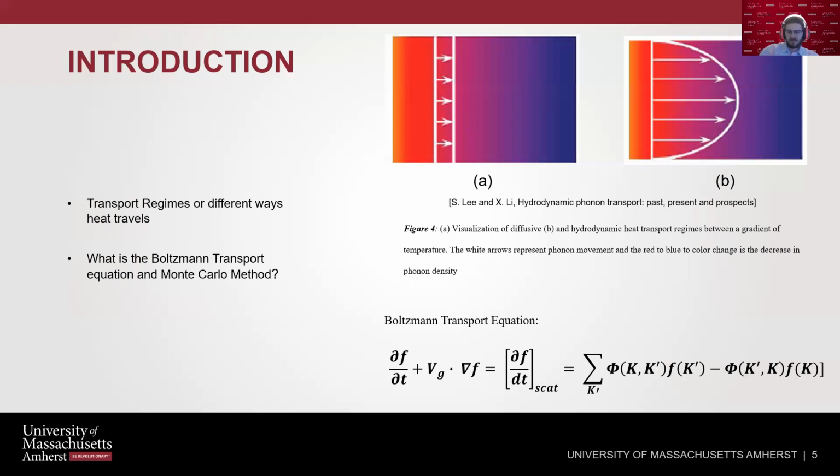Lastly, in our introduction, we asked the question, what are the Boltzmann transport equation and Monte Carlo method? The BTE is an equation that describes statistical behavior of thermodynamic systems. Looking at the equation to the bottom right, important terms to notice are f, which is the distribution function of phonons, and phi, which is the scattering rate from state k prime to k. With these complexities, solutions to the BTE are difficult in deterministic means.